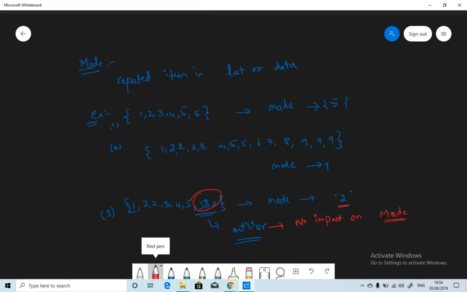Like, see, if I have one more catchy point here. Let us take 1, 2, 2, 3, 4, 5, 80, and 780. So which one will be the outlier? This is having the outliers, right? The outlier will never impact the mode. My mode is still 2 only, right? Agree or not agree, guys? What can we write here? Mode will not change.